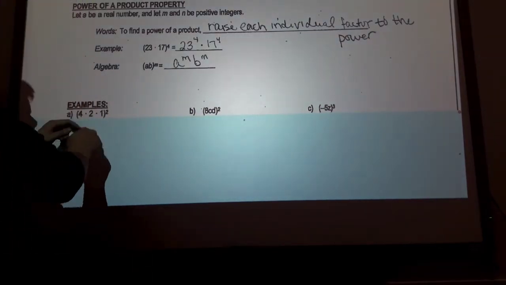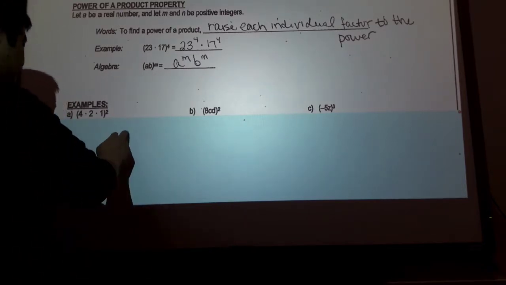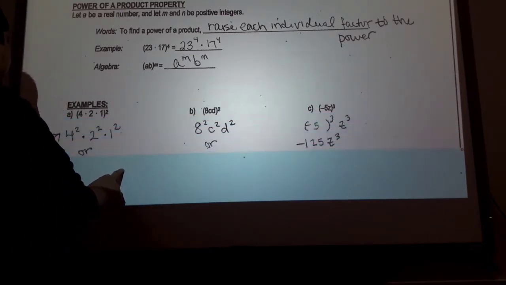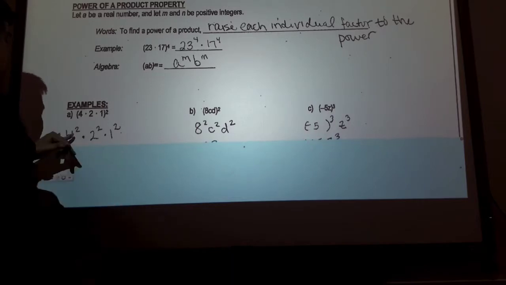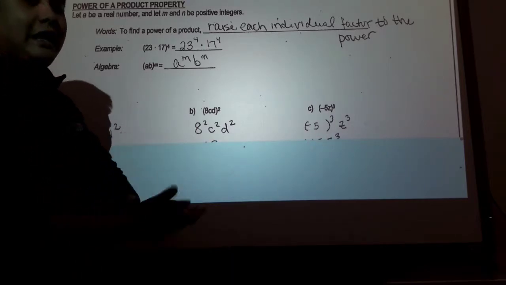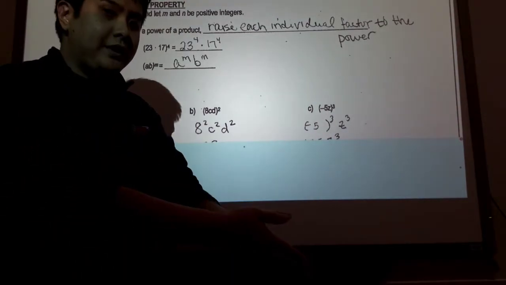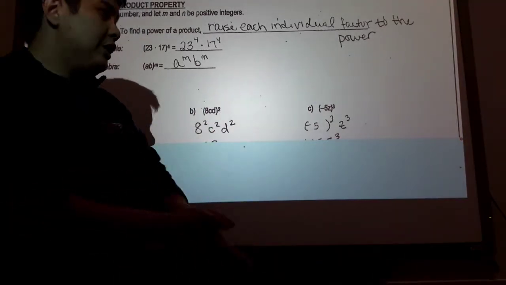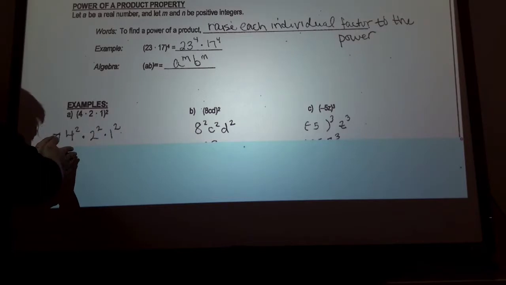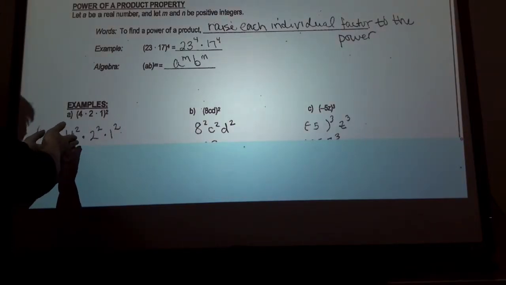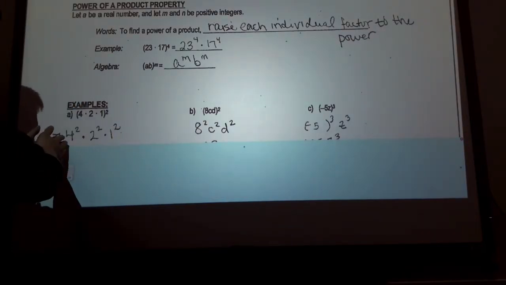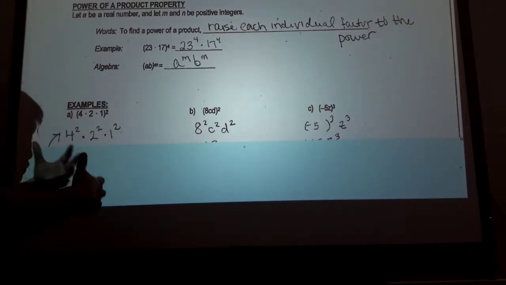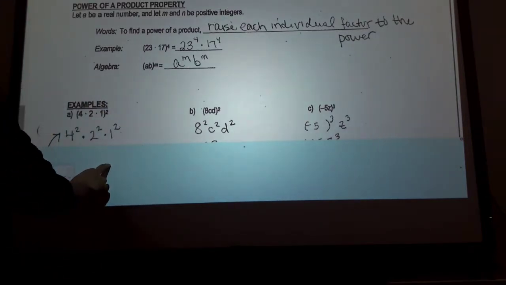Here we have 3 factors, so we're going to take each one to the second power, which gets us 4 squared times 2 squared times 1. Now, this is a very important part of this. This is true, but we can also write it in a different way. You'll notice that if I were to take the prime factorization of 4, it would be 2 and 2. So that would be 2 and 2 taken to the second power.